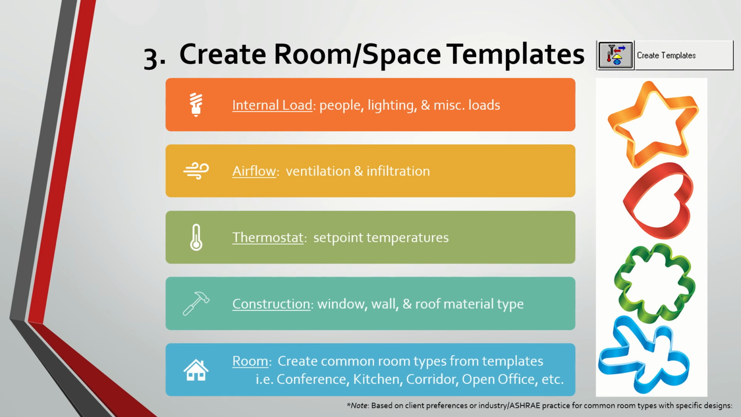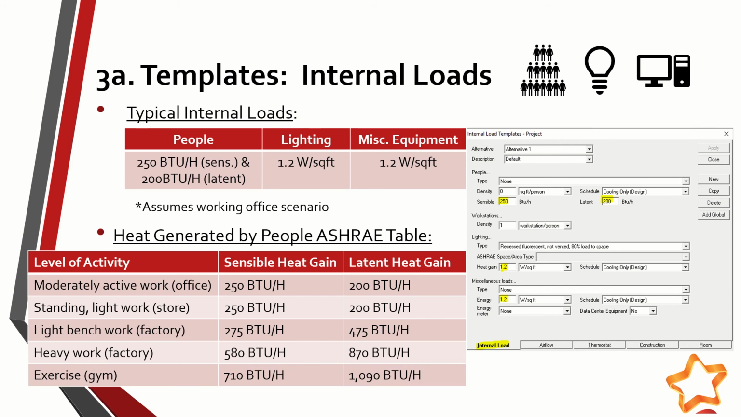So here's what all that looks like in Trace. All you do is input the number of people, lighting, and miscellaneous loads for each template in the highlighted portions on the right, and the 2 tables shown here are typical internal loads as well as a range of heat load generated by us, human beings. So our bodies naturally, even idle, standing still, exert heat, and that intensity of heat varies depending on what we do. Are we standing, walking, running, exercising, and so on.